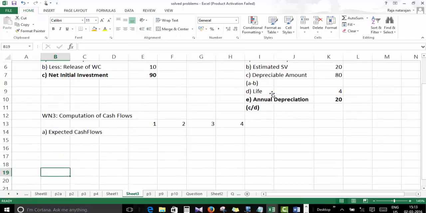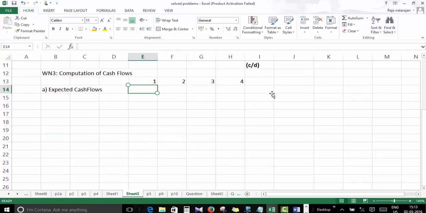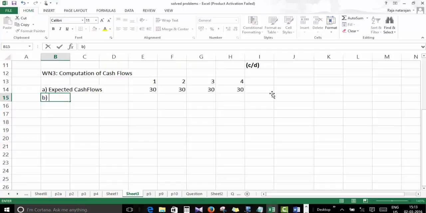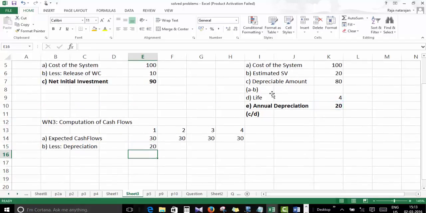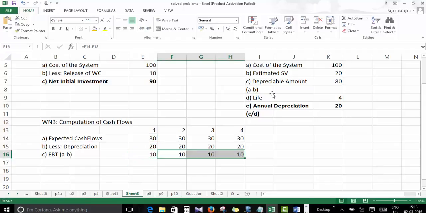So let me make it a little clear. Expected cash flows in all the 4 years are 30. But from this I can subtract depreciation. So what is the depreciation we have calculated? It is 20 lakhs. So every year I'm going to have this 20. So let me carry this. So now I can have earnings before tax, EBT, and that is nothing but A minus B. So it is 30 minus 20. So earnings before tax is 10 lakhs.